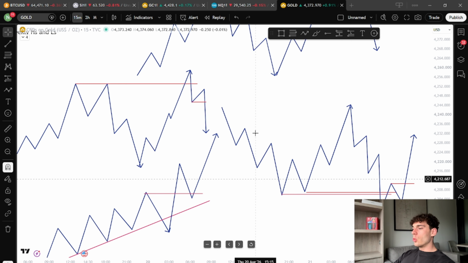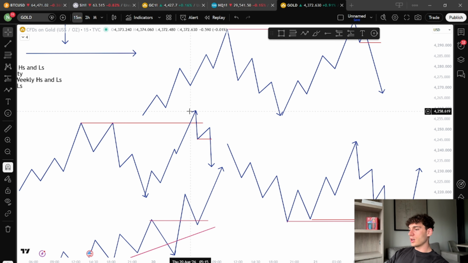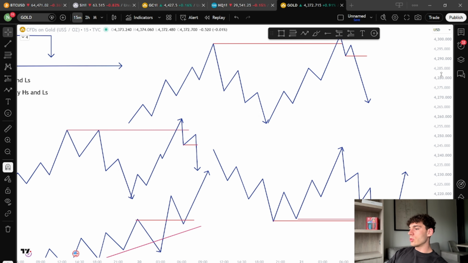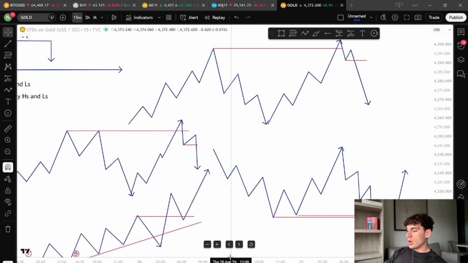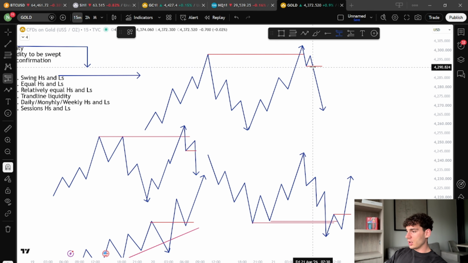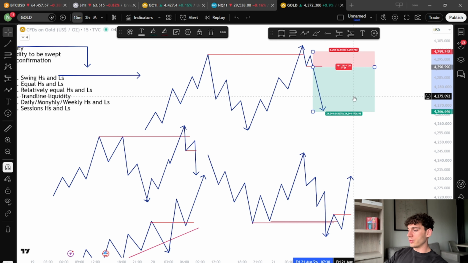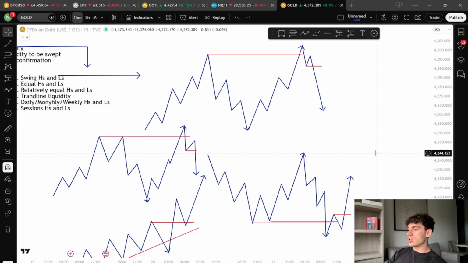Now, when the price went up, swept the high, it gave you change in state of delivery. Now the most important thing is confirmation. Why am I saying that you need confirmation? You cannot just open the trade here as soon as this happens and hope that you're going to be profitable. You need to wait for confirmation.